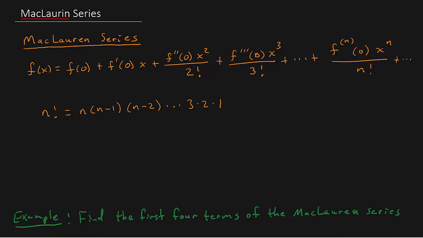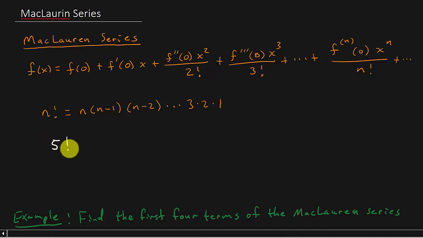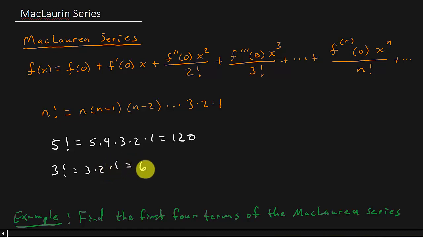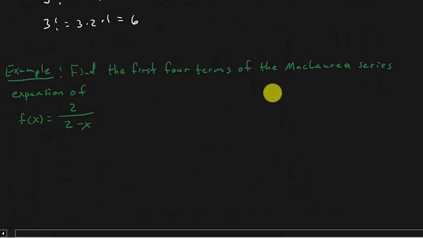So an example of factorial, so if you have 5 factorial, well, that's equal to 5 times 4 times 3 times 2 times 1, which would be 120. Or if you had 3 factorial, that's 3 times 2 times 1, which is 6, and so on. That's what factorial is. All right, so basically we've got some examples to work. I think we've got 4 examples to do.